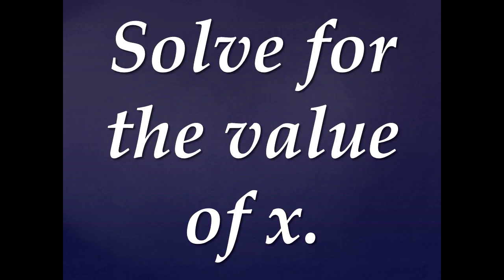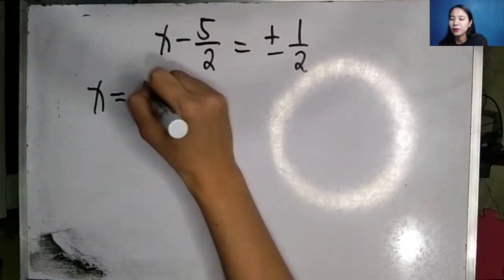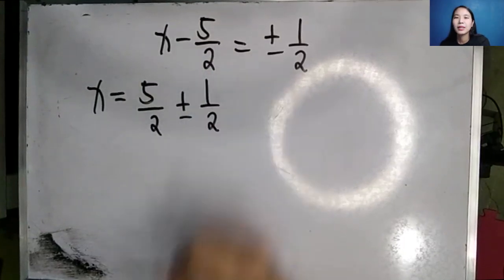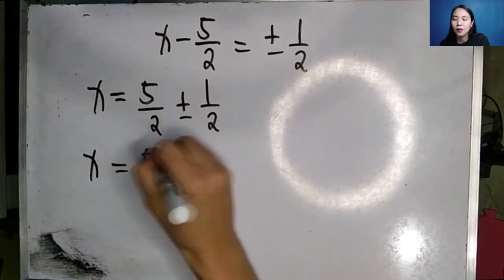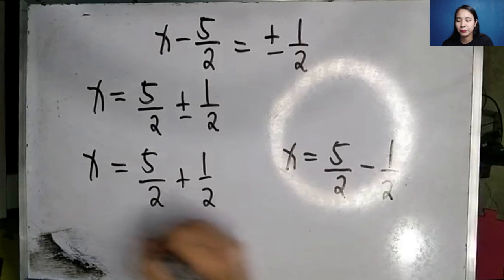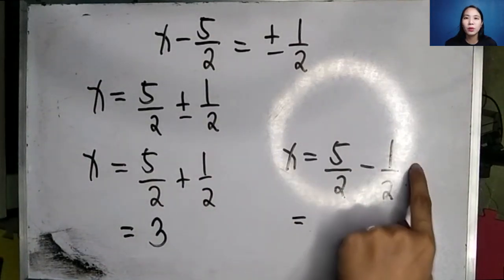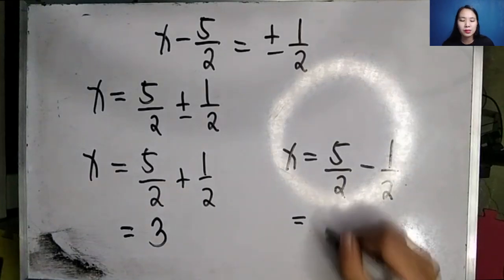The last step is to solve for the value of x. From our given x minus 5 over 2 equals plus or minus 1/2, we add positive 5 over 2 to both sides. So we have x equals 5 over 2 plus or minus 1/2. And then let us solve for x. So we have x equals 5 over 2 plus 1/2, and the other one is x equals 5 over 2 minus 1/2. Since we have similar fractions here, we only add the numerators and then we copy the denominator. Thus, 5 plus 1 is equal to 6, copy 2, so 6 over 2 is the same as positive 3. And for the other one, 5 minus 1 is 4, copy 2, and 4 over 2 is the same as positive 2.